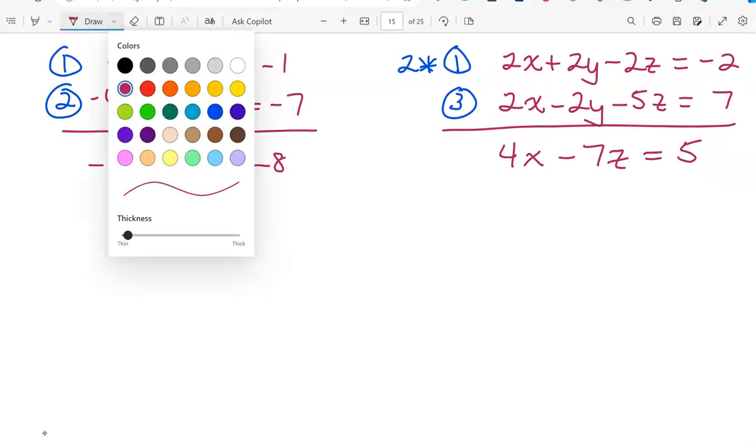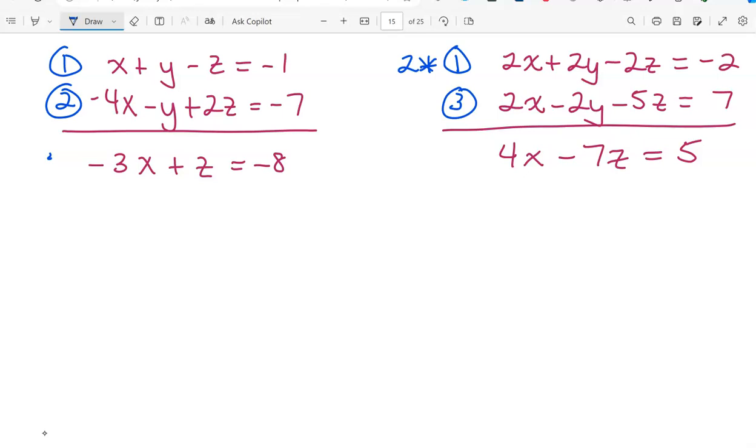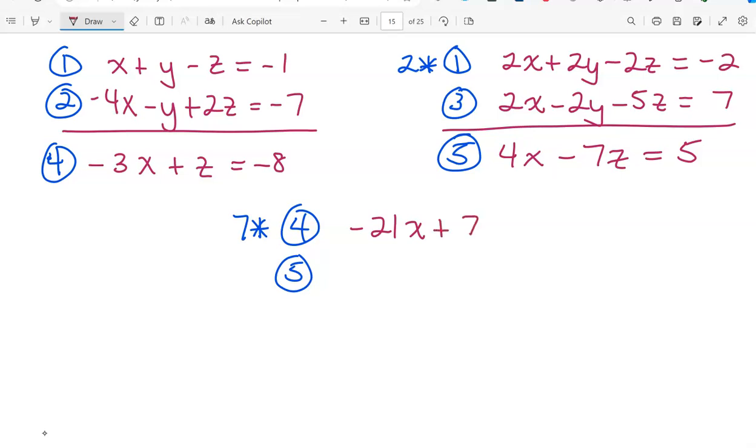Okay, from here, let's number these equations 4 and 5. And let's use a combination of those to eliminate one more variable. So I'm going to use equation number 4 and multiply it times 7 in order to eliminate the z variable. So equation number 4 times 7 gives us -21x plus 7z equals -56. And equation number 5 as is, 4x minus 7z is equal to 5.